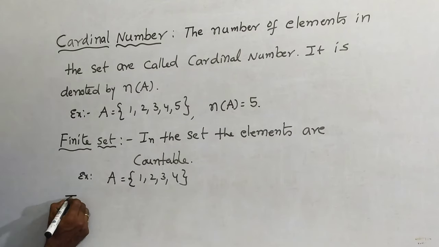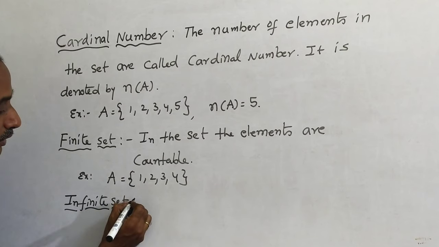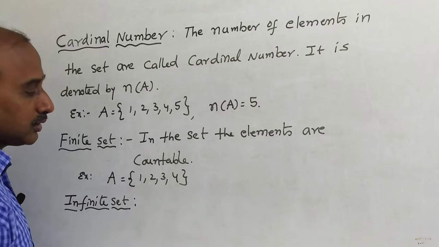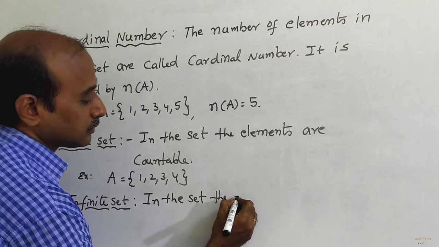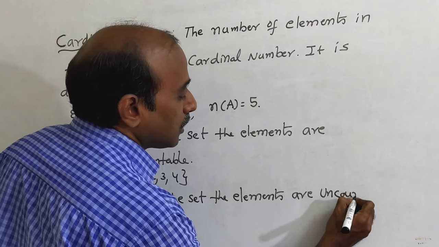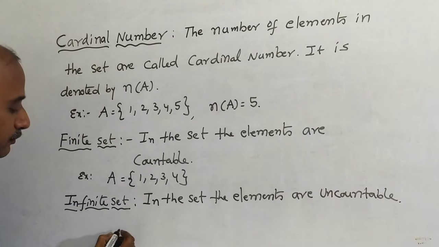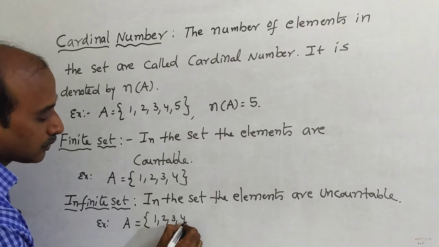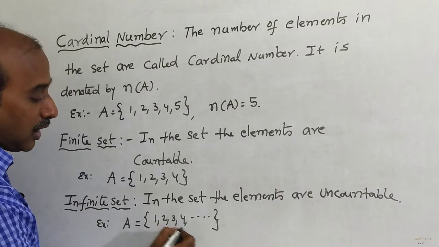Come to the infinite set. What is the infinite set? In the set, the elements are infinite, otherwise not countable. If the elements in the set are uncountable, it is called an infinite set. For example, set A is equal to 1, 2, 3, 4 and so on. It is not countable, there is no limit. Infinite numbers are there. Therefore, this is called the infinite set.